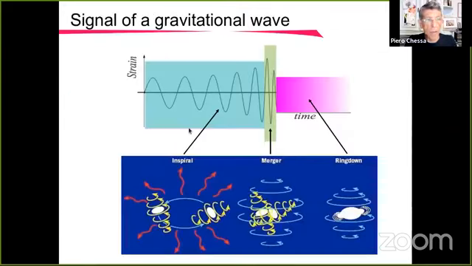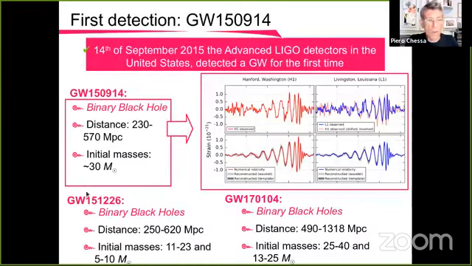Here you have another event like this one. Here again we have another, this one in 2017, which was detected by Virgo as well, together with the two LIGOs.